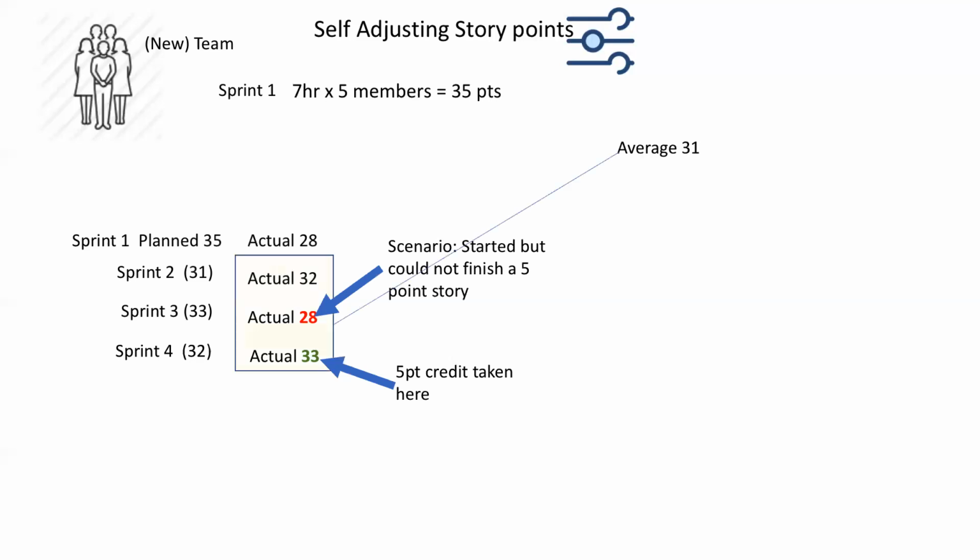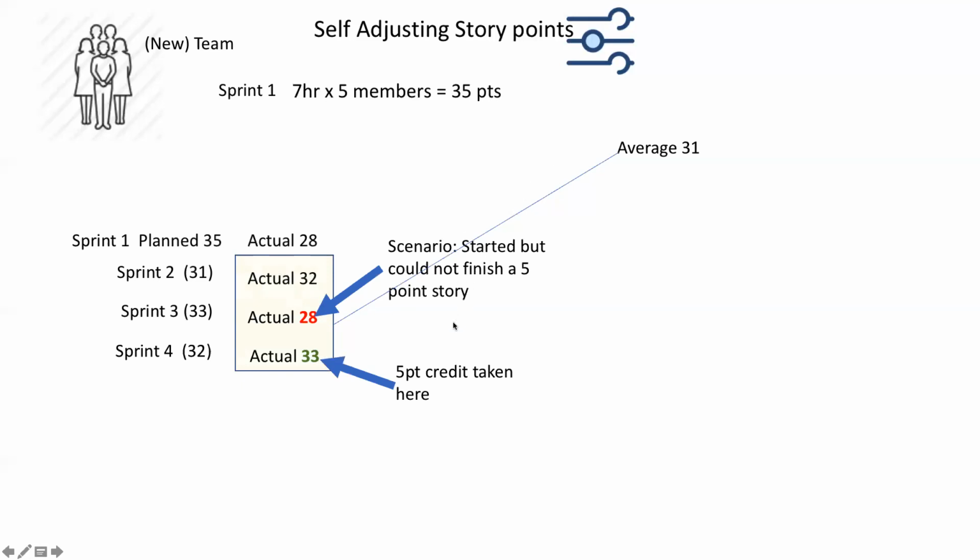Now, if you do an average of sprint 2, 3, and 4, you can discount sprint 1 because it was the first sprint. The average comes out to be about 31. And you can tell it is not very far from the actuals you had in sprint 2, 3, and 4. You had 32, 28, and 33. And 31 is not too far from that.